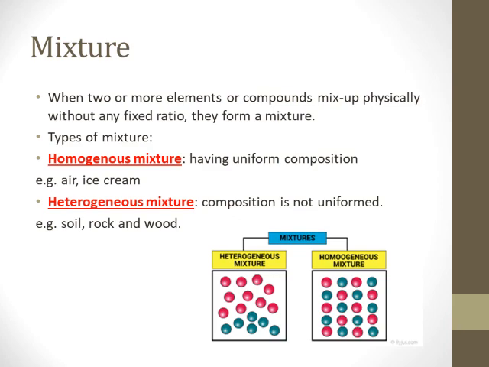In the picture you can clearly see that in a heterogeneous mixture the particles are randomly placed. For example, red are more than green, not equal, no equal ratio, we can say. And in a homogeneous mixture you can see that they are arranged in a proper way and have the same fixed number of red and green. So this is the difference between homogeneous and heterogeneous mixture.